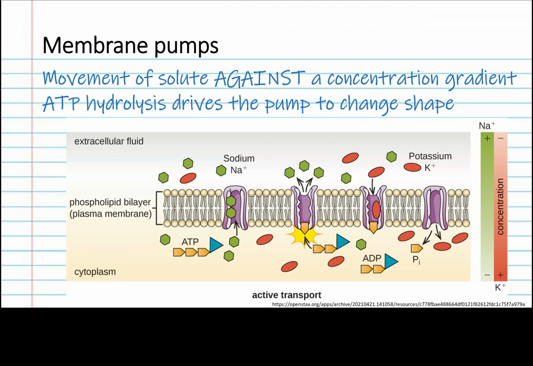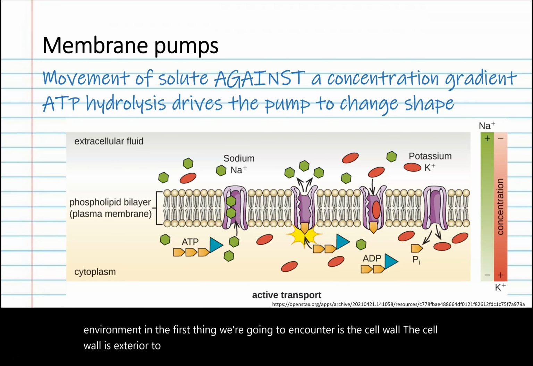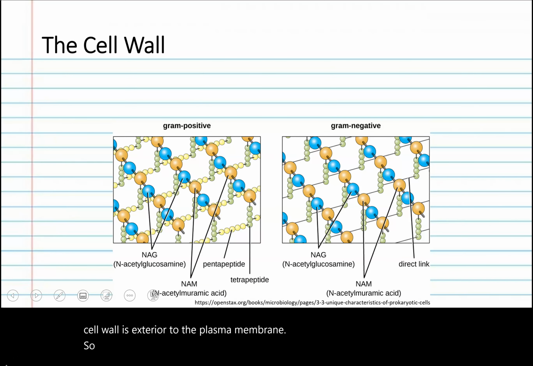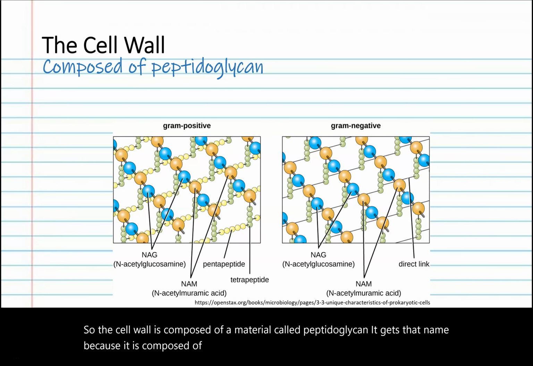Okay, so we're going to move out of the cell and into the external environment. And the first thing we're going to encounter is the cell wall. The cell wall is exterior to the plasma membrane. The cell wall is composed of a material called peptidoglycan. It gets that name because it is composed of both sugars and peptides. Right? So peptides are short chains of amino acids, and then glycan stands for sugar.